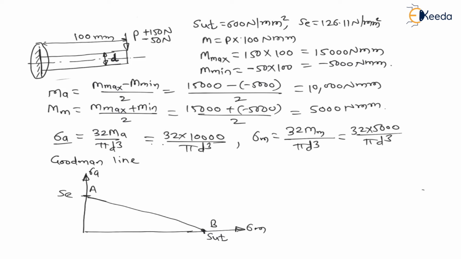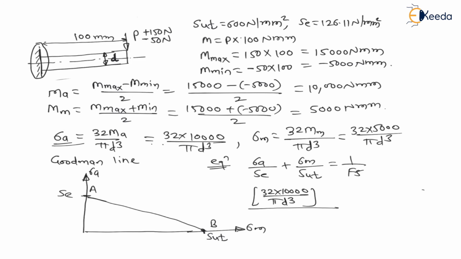Now for this line, our target is to find the diameter of this shaft, right? To find the diameter, we have to use the equation of the Goodman line. The equation is sigma A divided by SE plus sigma m divided by SUT is equal to 1 upon factor of safety. So put the values of sigma A and sigma m in the equation. Sigma A is 32 into 10,000 divided by pi d cube, whole divided by SE. The SE value we have calculated as 126.11, right?